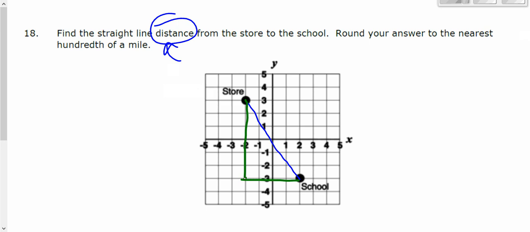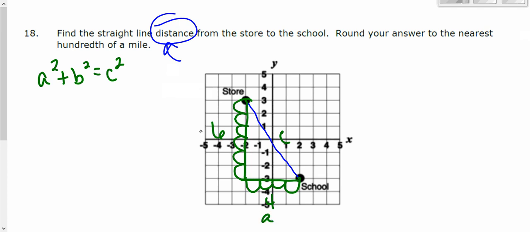I can see I have one leg. I'm going to count the distance between those for my legs. Count the distance of my legs as 1, 2, 3, 4, 5, 6. And the distance of this leg is 1, 2, 3, 4. Okay, so I know a squared plus b squared equals c squared, and now I can solve for the distance here. This would be my c. This would be my a, this would be my b.